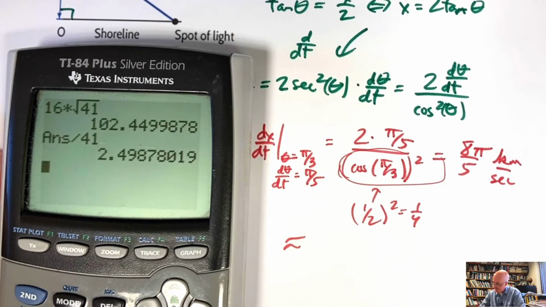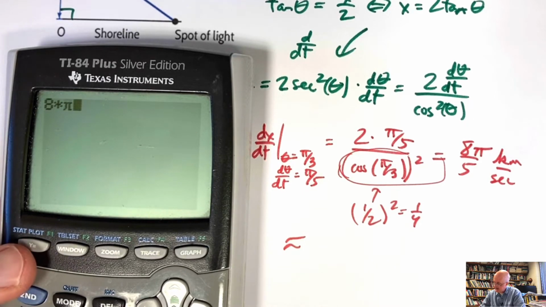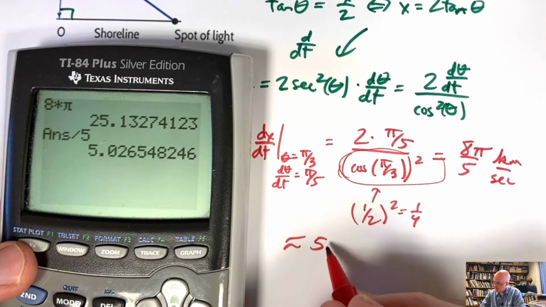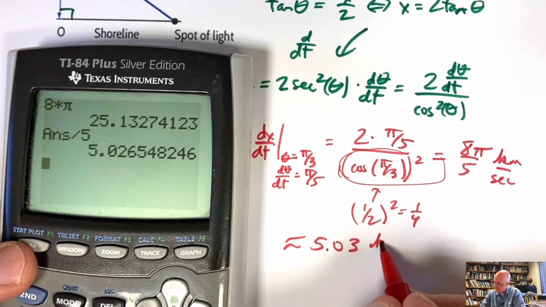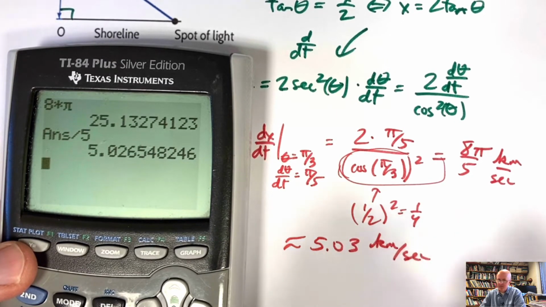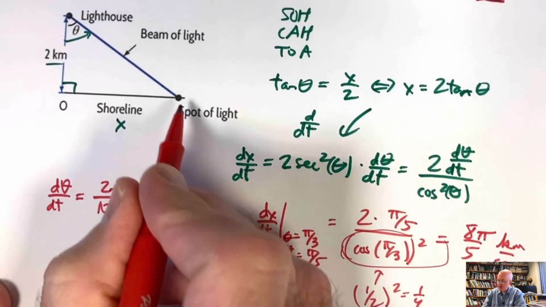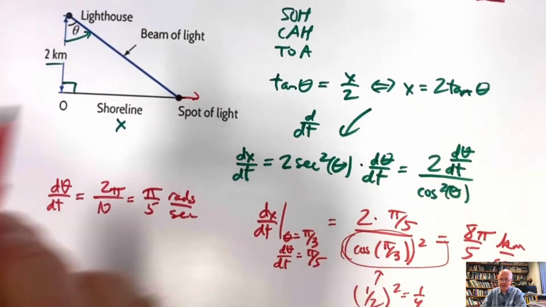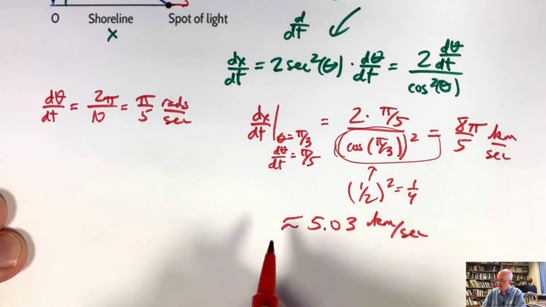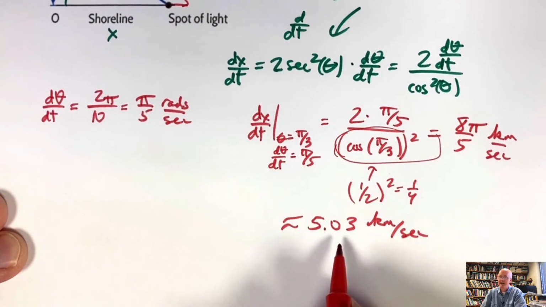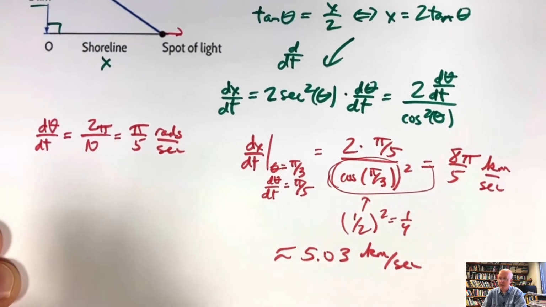8 times pi divided by 5 is approximately 5.03 kilometers per second. This location on the shore is moving to the right at this instant in time very rapidly, a little over 5 kilometers per second. I think that's probably faster than a plane would go. That's supersonic, really fast. And here's the weird thing about this problem.